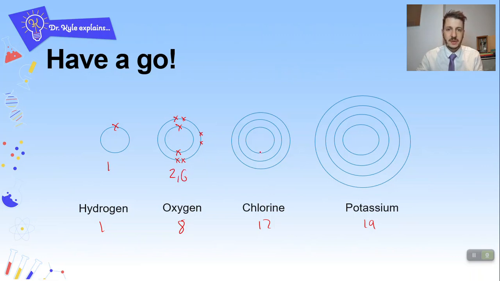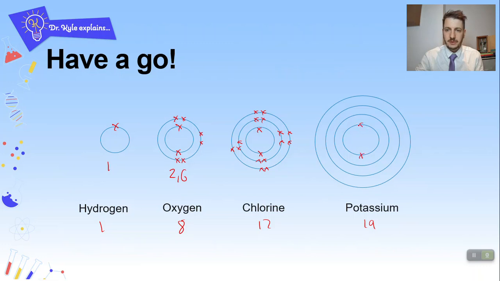Chlorine then, 2 electrons in the first shell, 1, 2, 3, 4, 5, 6, 7, 8, 9, 10, 11, 12, 13, 14, 15, 16, 17 in total. And so I've finished off all of my electrons. We've got 1, 2, 3, 4, 5, 6, 7 in the outer shell. That's perfect for chlorine.